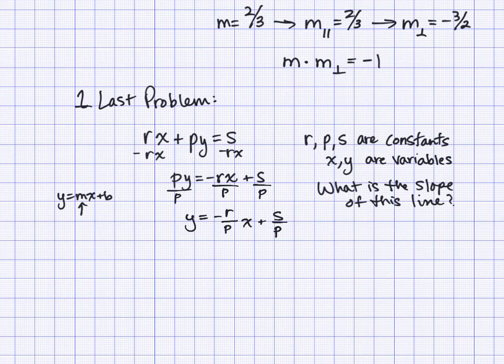Well, where in this equation is the slope, right? The slope is where m usually is. And if we look where m usually is, we see the fraction. The slope here is negative R over P. Which is interesting because the original one was almost in standard form, isn't it? Standard form. And look at what the slope ended up being. It ended up being the negative of the coefficient of x over the coefficient of y.